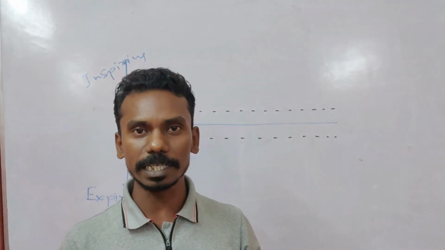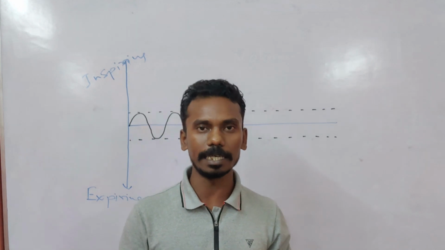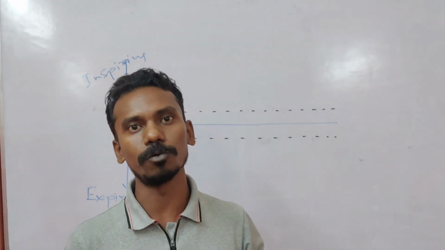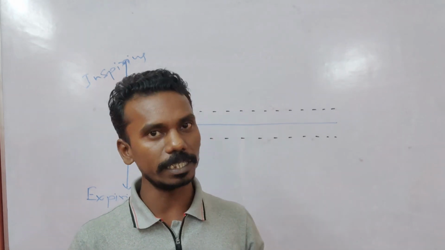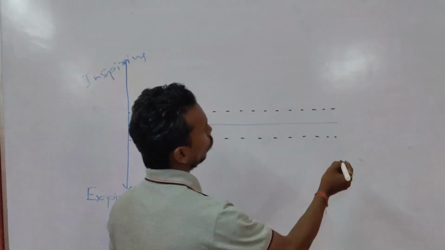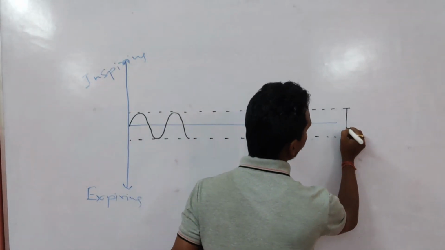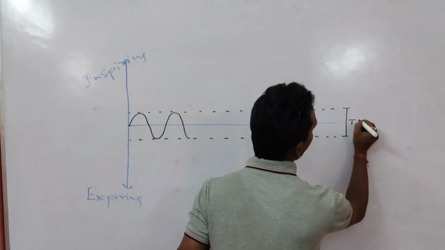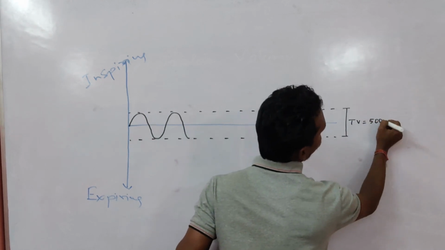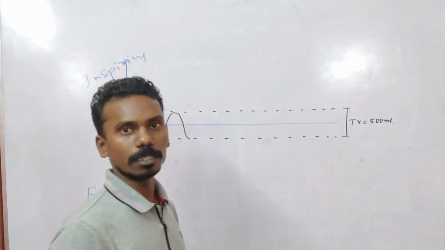When you are normally taking air in and normally expelling the air out, this is your normal breathing process. This volume is called tidal volume. It amounts to exactly 500 ml.